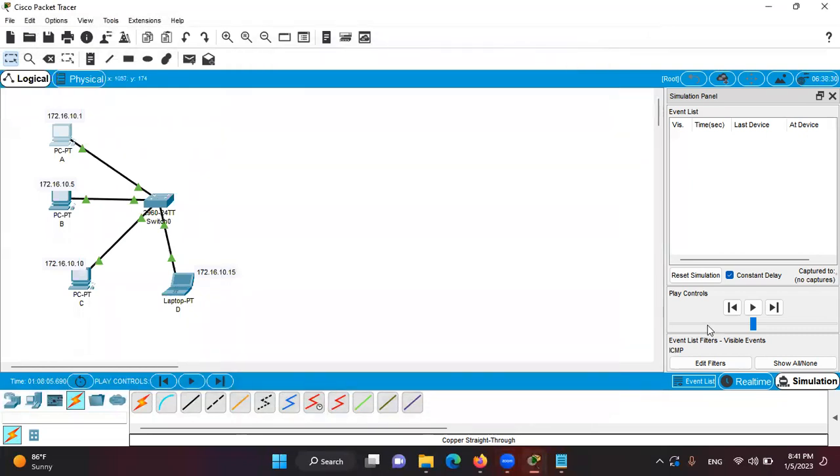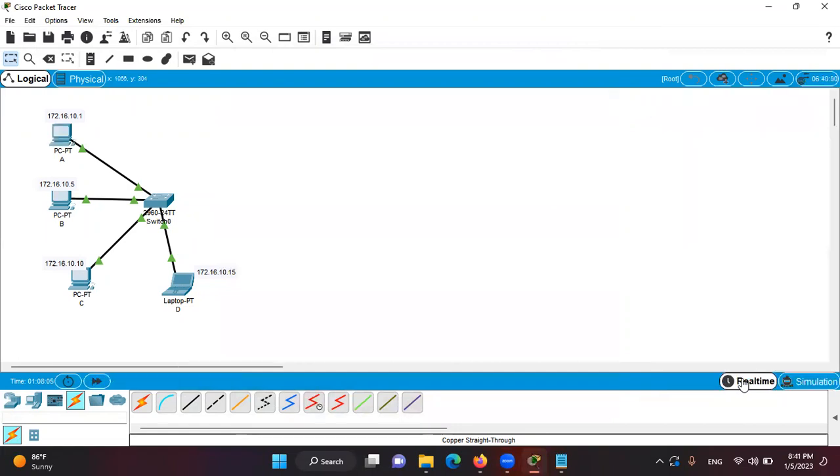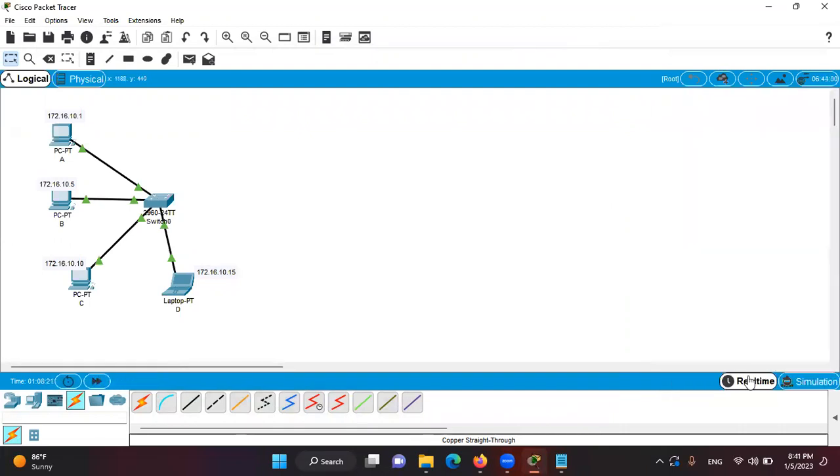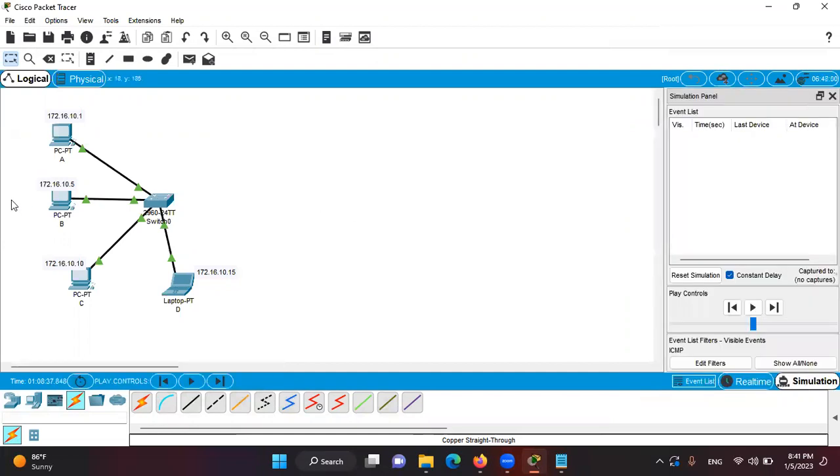Okay, so here in the simulation, now in the packet tracer software, there are two modes. One is real-time mode, the other one is simulation mode. Real-time mode is where these devices work as real devices. In simulation mode, we can examine how this communication happens.